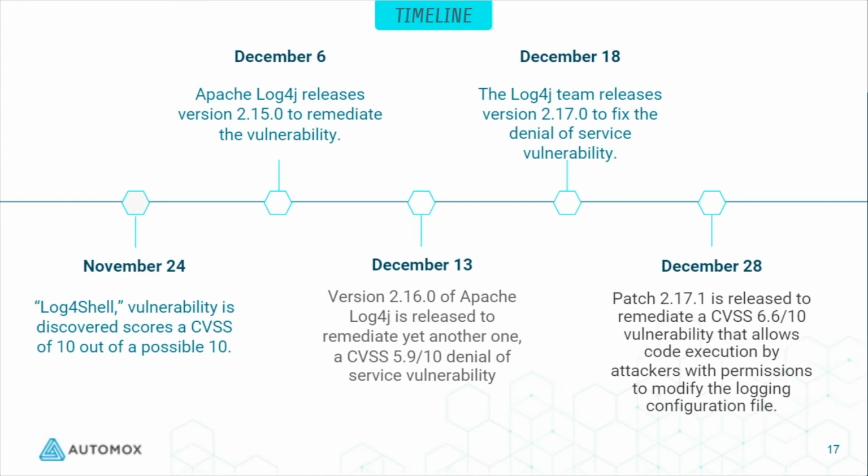And then on December 28th, yet another patch was released, version 2.17.1, which is our current version. This time it remediates CVE-2021-44832, which scored a 6.6 out of 10 in CVSS scoring, and allowed for code execution by attackers with permissions to modify the logging configuration file. And that's where we're at today. 2.17.1 is the most recent version and what is recommended by Apache.